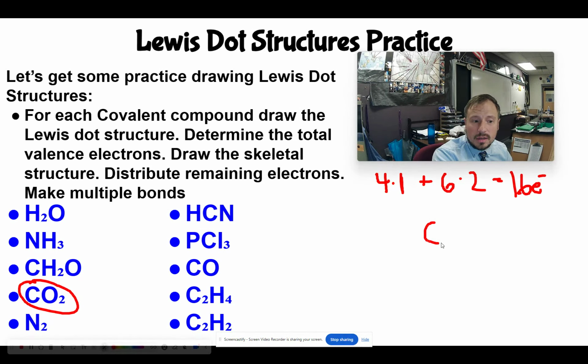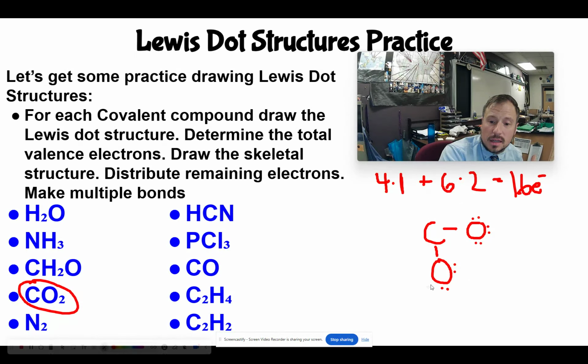So here's how I'm going to draw this, right? I've got carbon, and I'm going to connect it with oxygen here and oxygen there. I'm drawing the skeletal structure. So I know they're going to be connected. So here are my shared, right? 1, 2, 3, 4. Right, so I already took care of the 4 of the 16. I need 12 left. I'm going to distribute them, making that octet rule. So 1, 2, 3, 4, 5, 6, 7, 8, 9, 10, 11, 12. All right, so that's good.